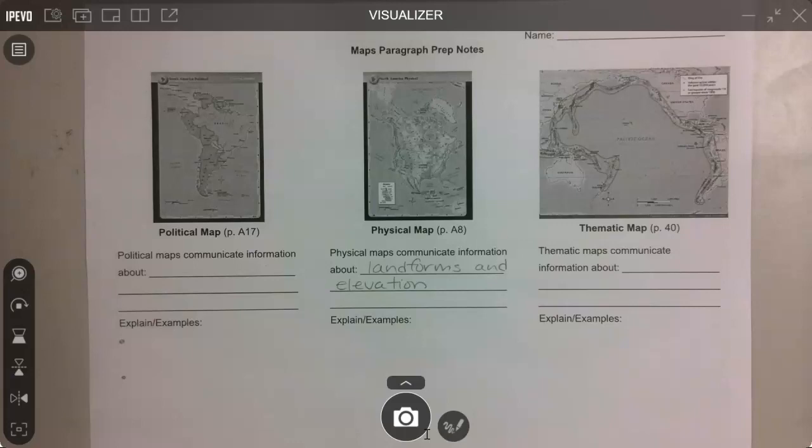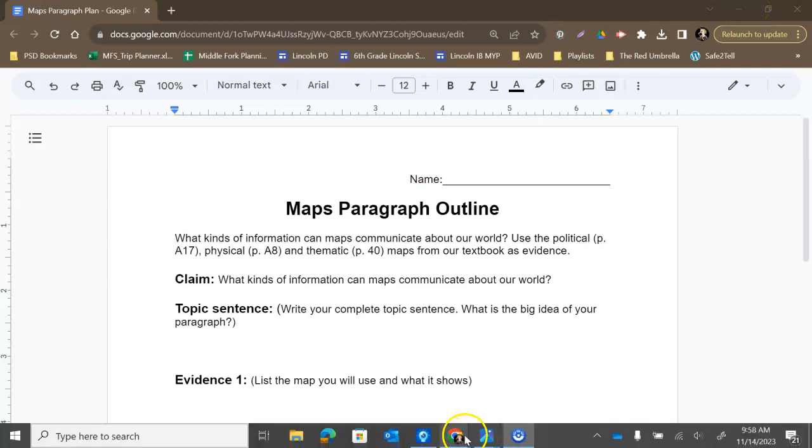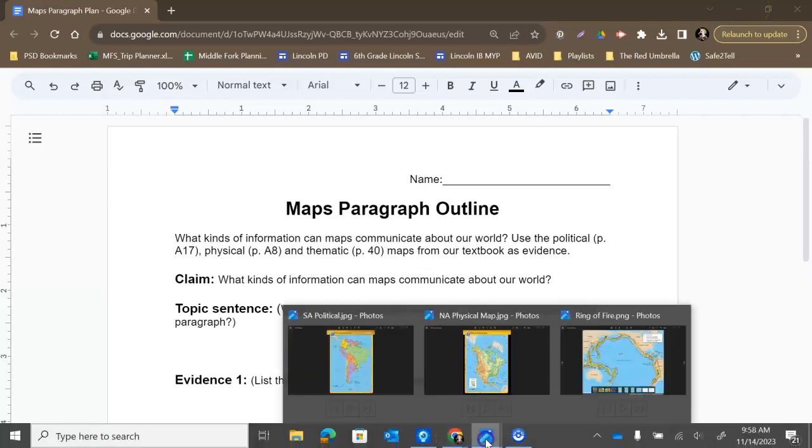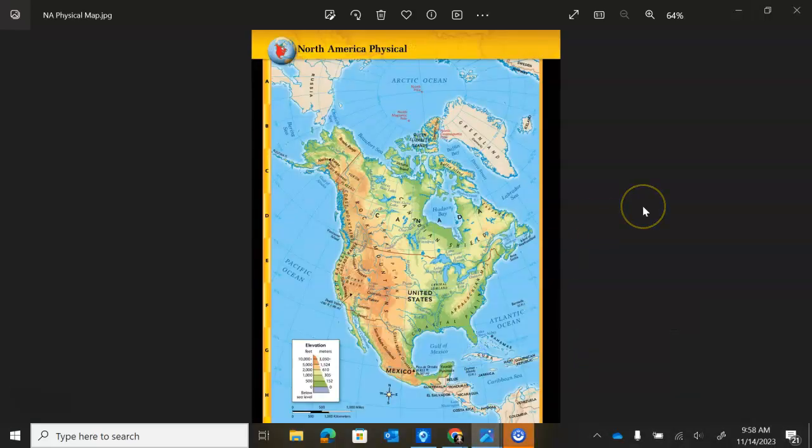Okay, so next step is to go to the physical map on page A8, the physical map of North America, and to explain this a little further by giving examples of landforms and elevation that are found on that map. So let's go look at the physical map. Here it is. So looking at this map, let's find some different kinds of landforms that are specifically found on this map. So I see a bay, Hudson Bay. I see a gulf, the Gulf of Mexico. I see a plain, the coastal plain.